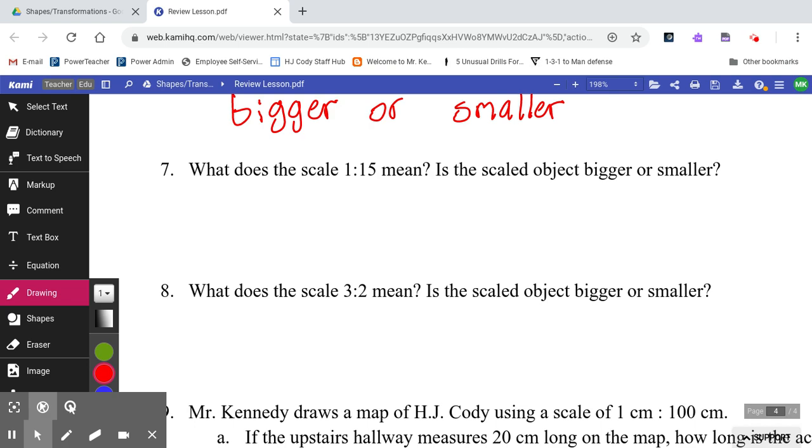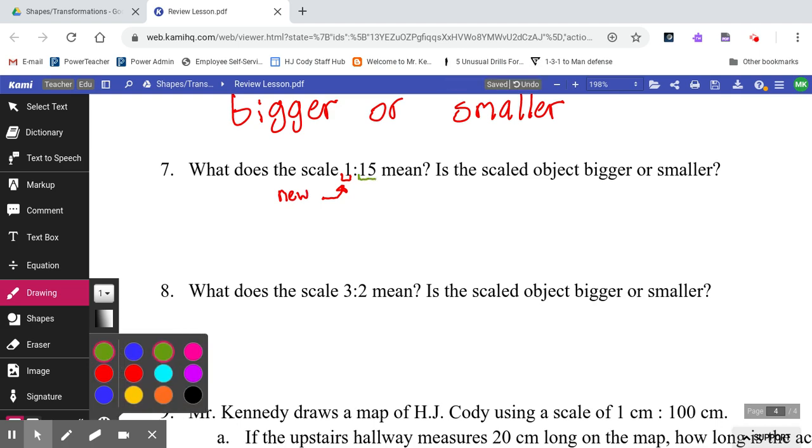So to read a ratio, you need to realize what each number means. The first number is what your new length is going to be after you've made it bigger or smaller. Your second number is what it actually is. So for this, what it means is that if I was to take something and scale it with this ratio of 1:15, that means for every 15 that I had, I now only have 1. That means I'm making it smaller.